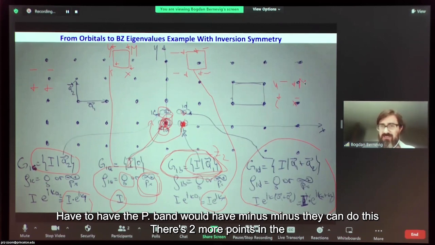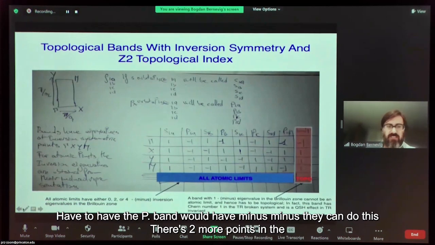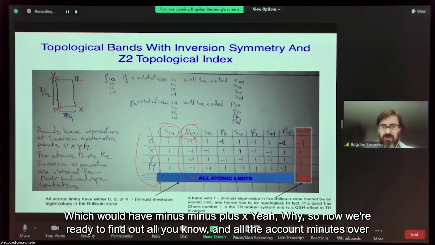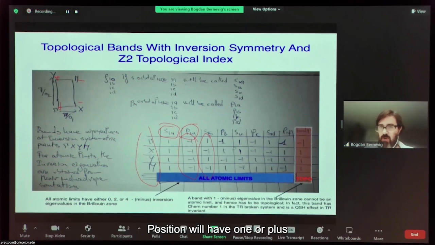Okay, so now we're ready to find all the atomic limits. And all the atomic limits are written here. This is basically just a slide of what I just explained. So S orbitals in the 1A position will have plus 1 at all the high symmetry points. P orbitals sitting at the 1A position, there's no sign change, will have minus at all points. Now, if you sit at the 1B position, you'll have a translation in the x direction, so you have minus, minus, plus, plus, right? You have kx equals 0, you have plus for an S orbital, and minus at kx equals pi, and so on.